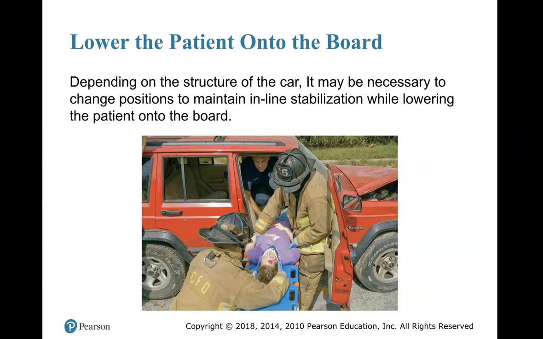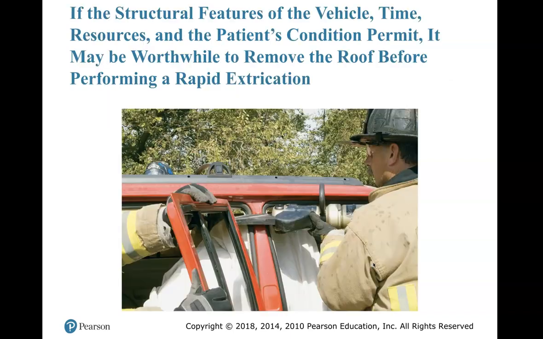Depending on the structure of the car, it may be necessary to change positions to maintain inline stabilization while lowering the patient onto the board. So if the structural features of the vehicle, time, resources, and the patient's condition permit, it may be worthwhile to remove the roof before performing a rapid extrication. What they're saying here is if the patient is stable enough and they can hold their own inline stabilization, or if you can get an EMT back there that can hold it and you got time.